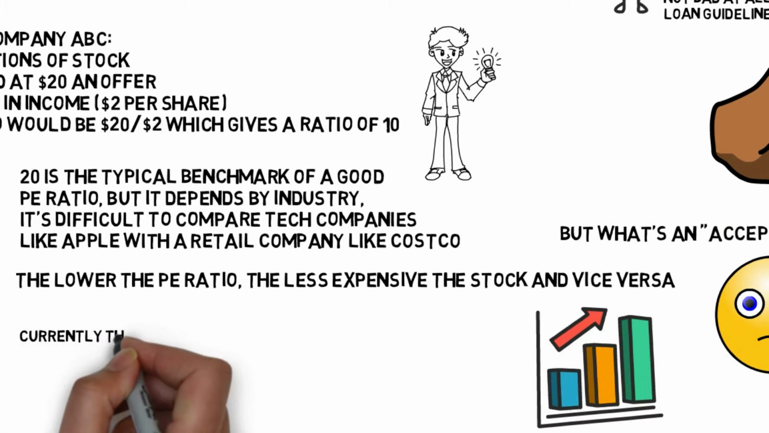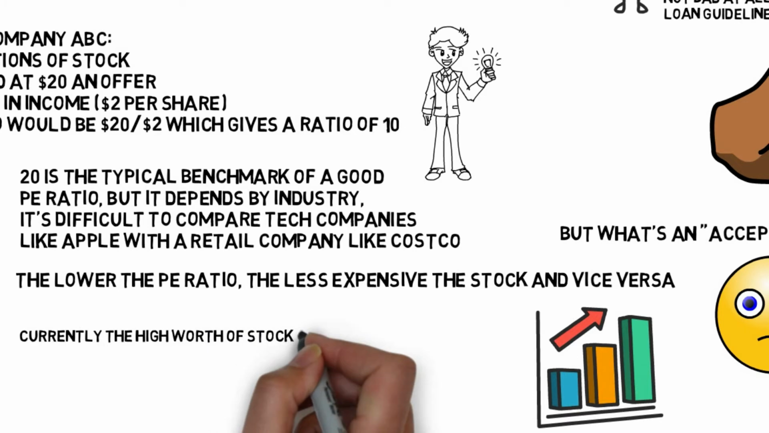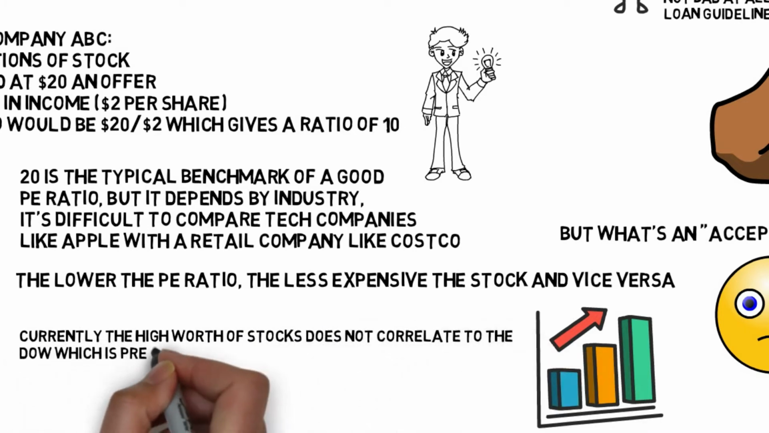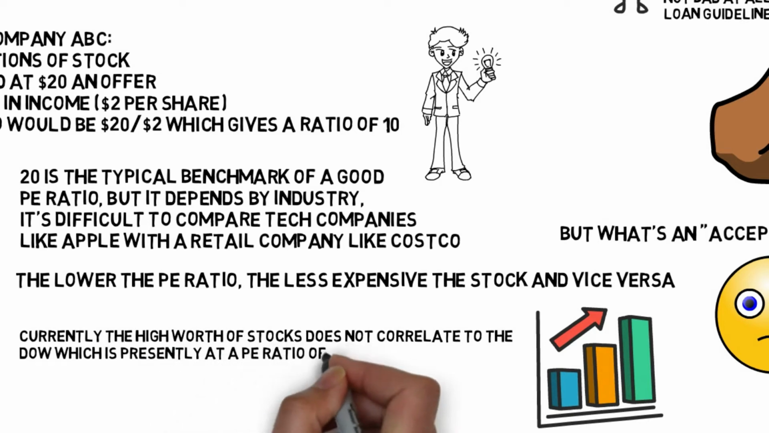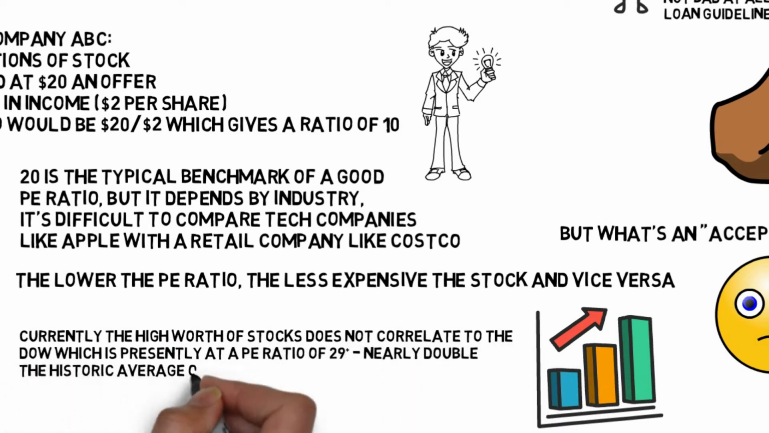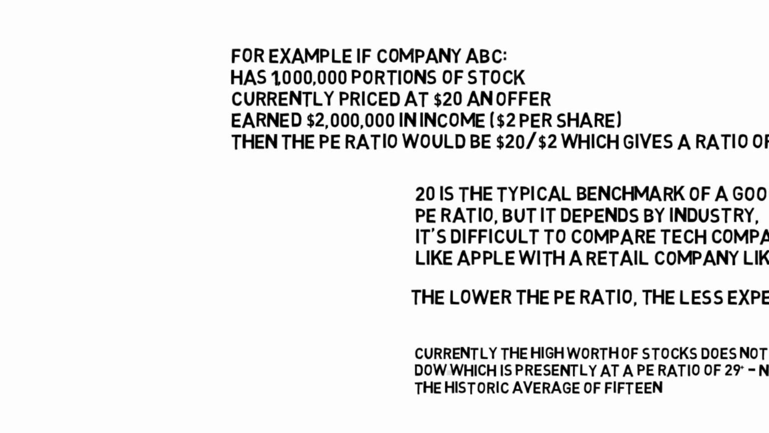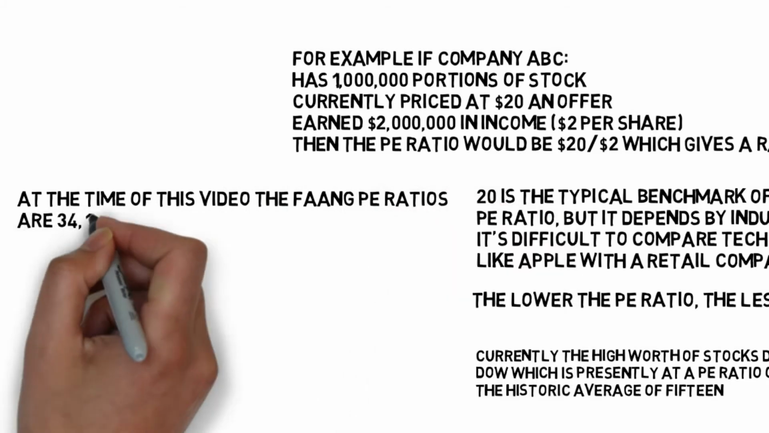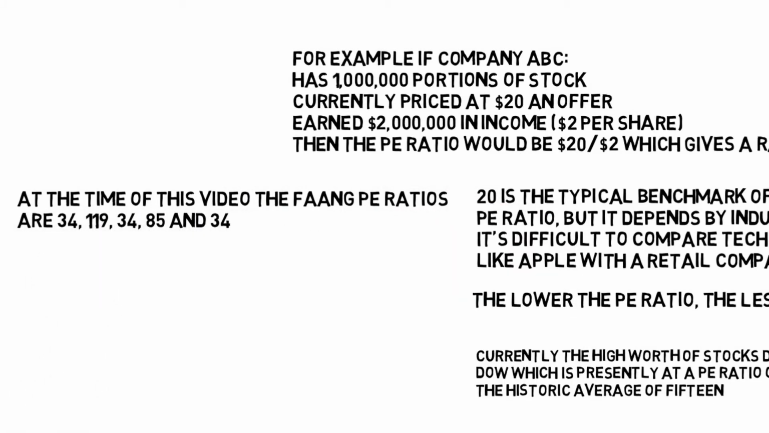Currently, the high worth of stocks does not correlate to the Dow, which is presently at around a PE ratio of 29 and over, nearly double the historic average of 15, which is why I don't invest in the stock market today. At the time of this video, the FANG PE ratios are 34, 119, 34, 85, and 34.